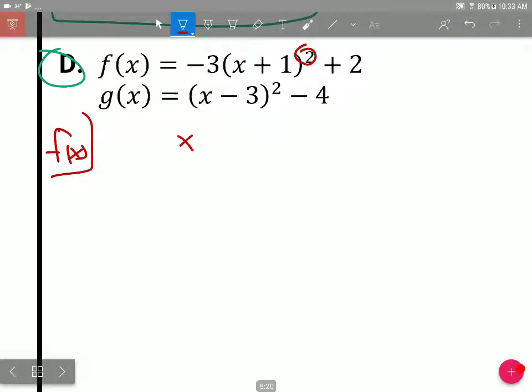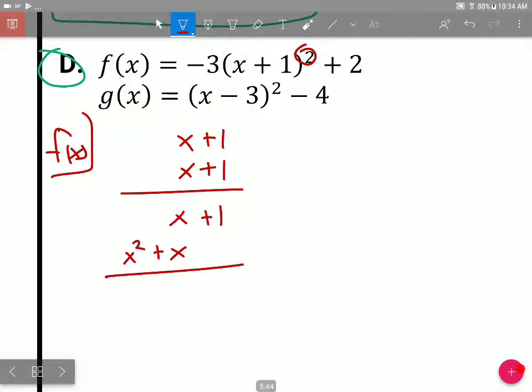So x plus 1 times x plus 1. All right, just like 4th grade math. What is 1 times 1? 1. What is 1 times x? X, or 1x. All right, move over to the x. What is x times 1? X. Again, what is x times x? X squared.